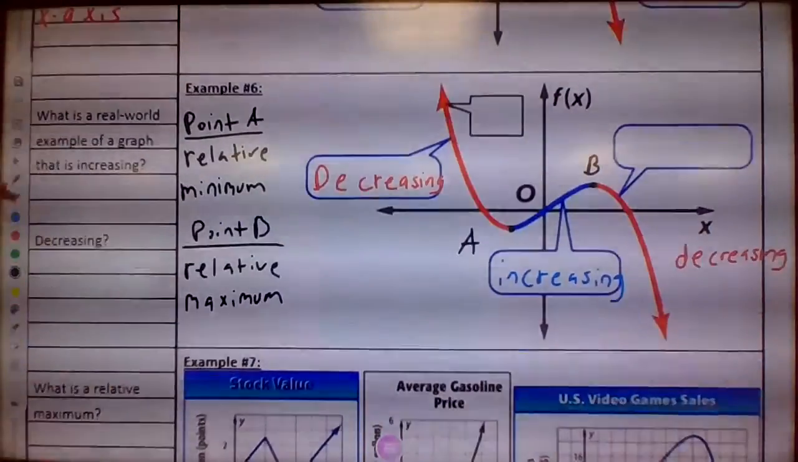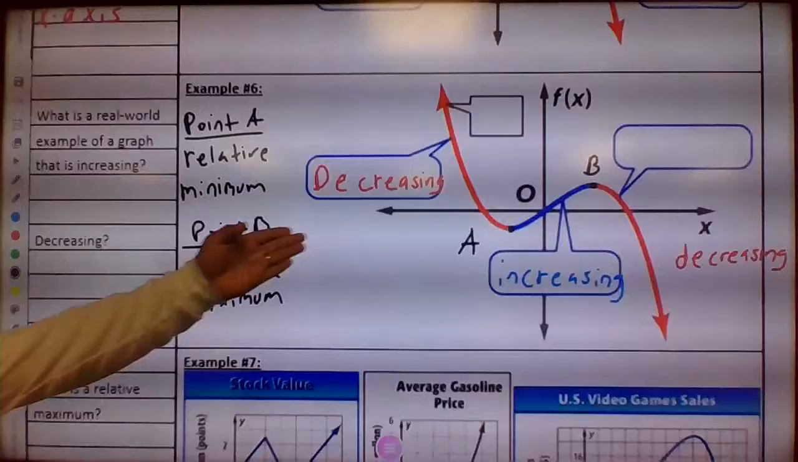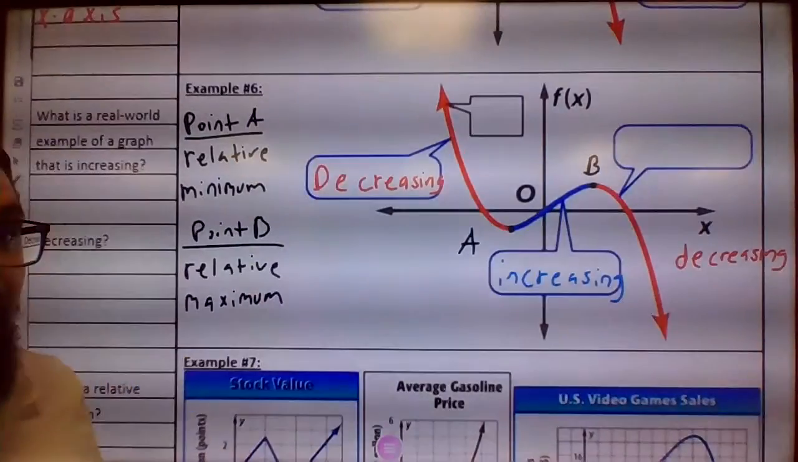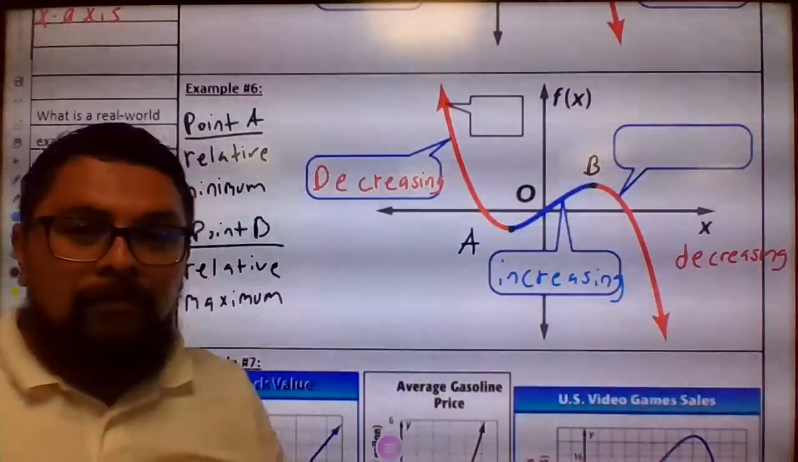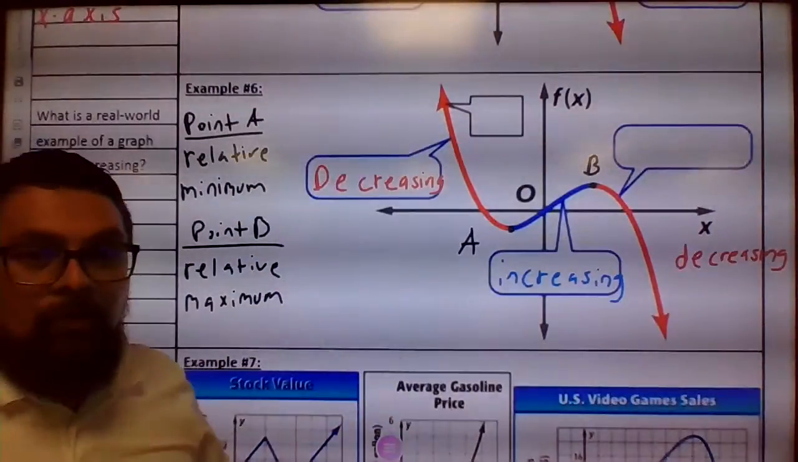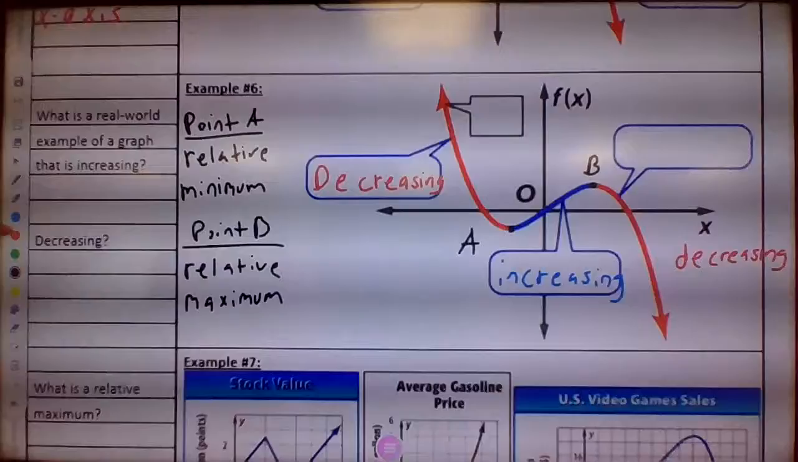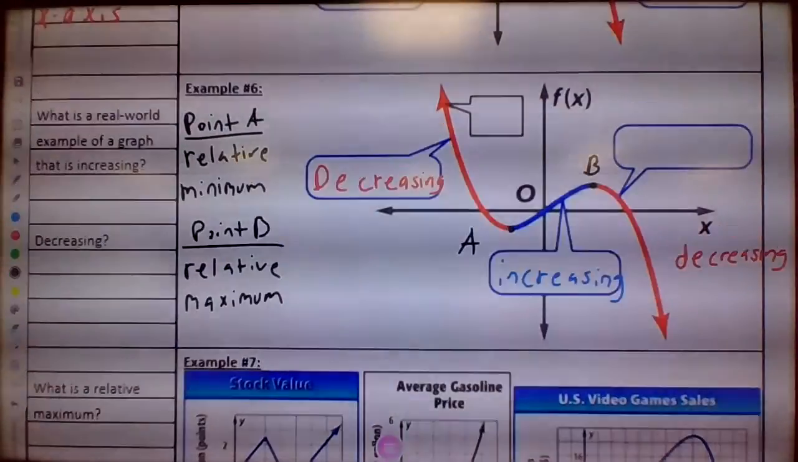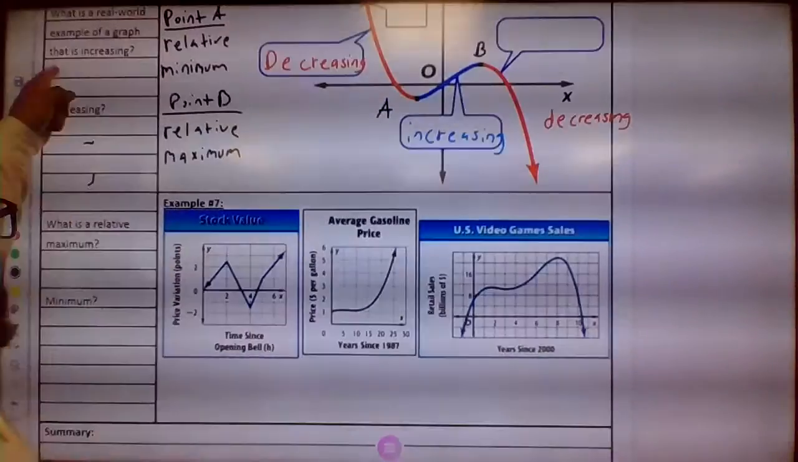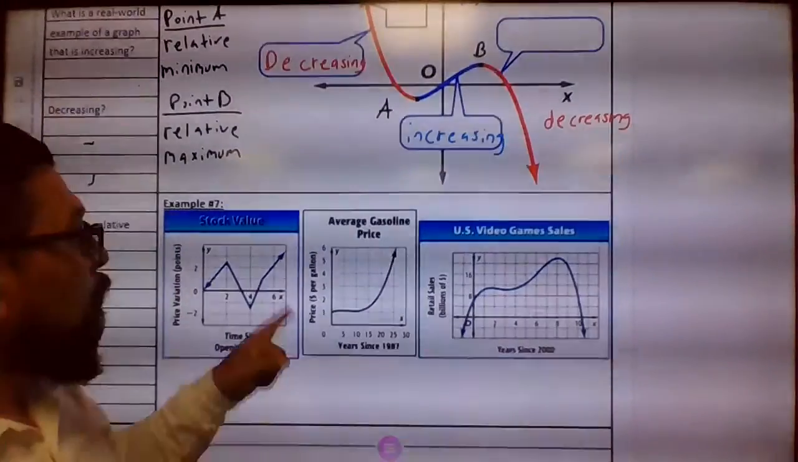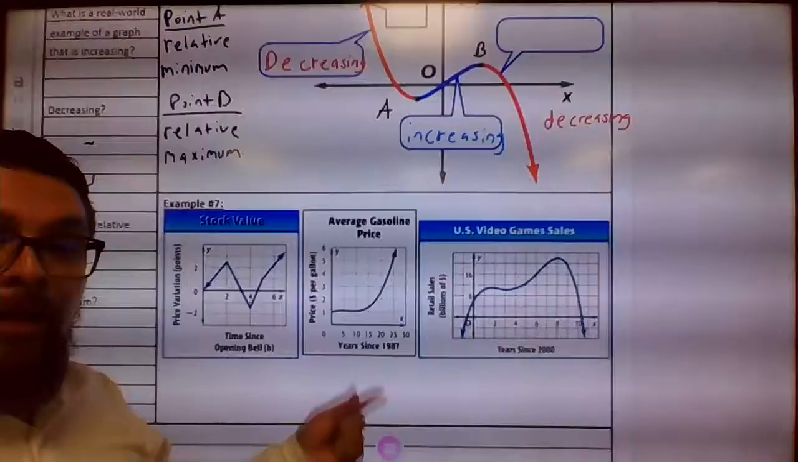Now, give me a real world example of something that you can remember would be decreasing or increasing. It's very easy. Most of you will probably get this one. So give me an example here. Make sure you put your example here, and we will continue example number 7 on the next video.